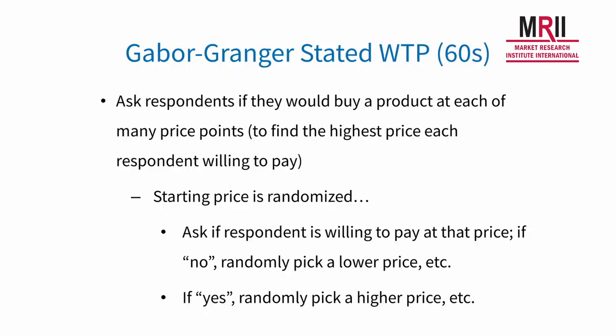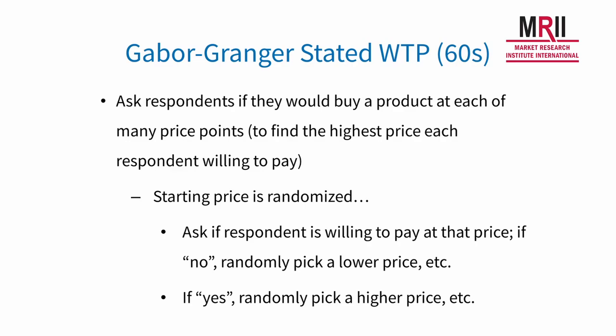Let's talk a little bit about another technique that's also very old that I don't think works as well as conjoint analysis for getting at price optimization, and that is the Gabor Granger stated willingness to pay method. This is a technique that you do in a survey where you ask respondents about a series of prices. You create a series of prices in a list, maybe 7 or 11 prices, and you ask respondents if they would buy your product at each of the prices in this list.